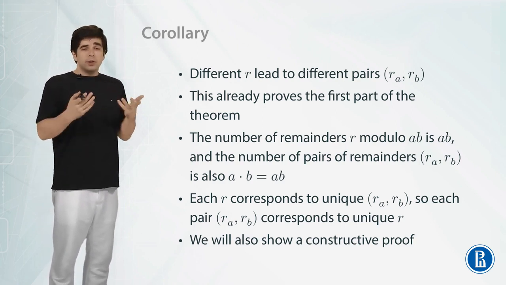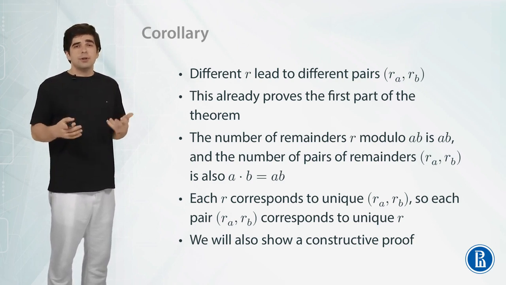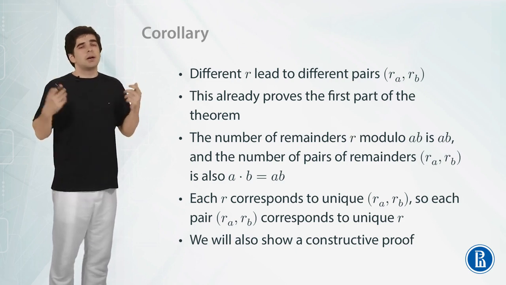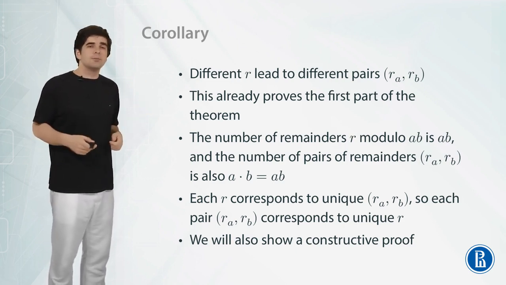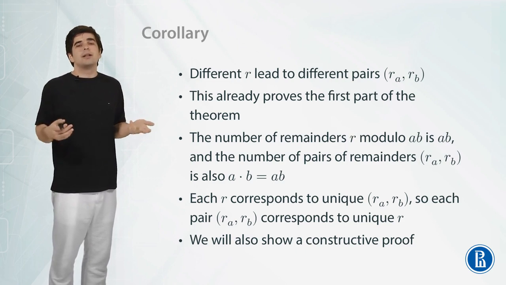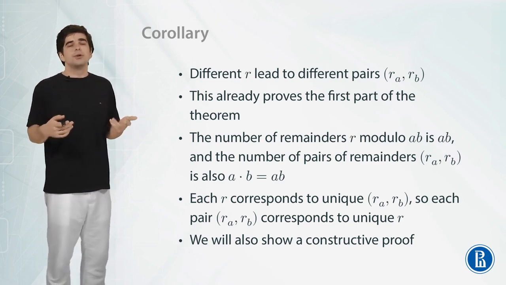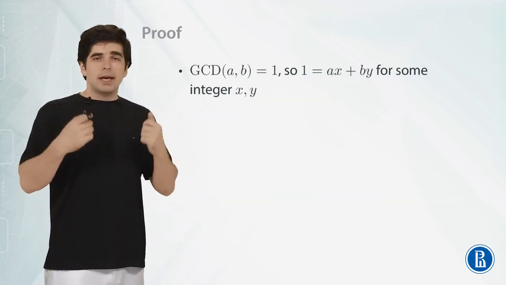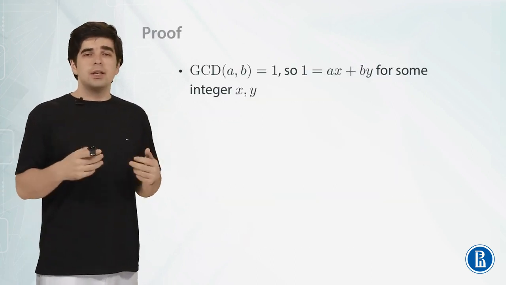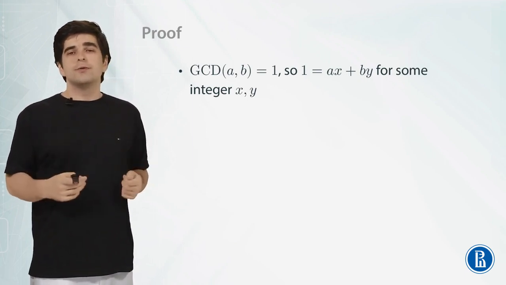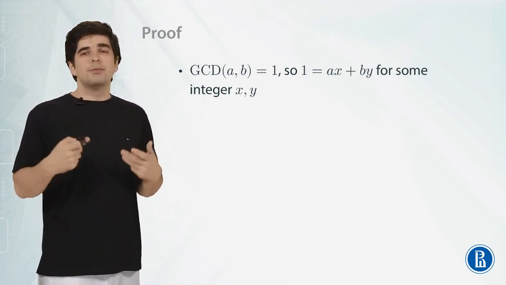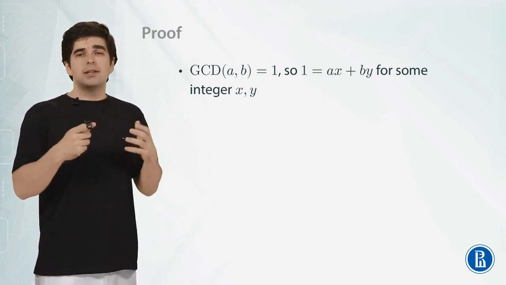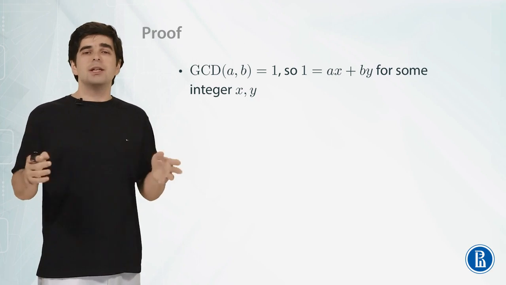So we will also show a constructive proof. This proof just says that for any Ra, Rb there is some remainder R which corresponds to this pair, but we don't know how to find it, and we want some algorithm that will find it for us to use in applications. So again, the greatest common divisor of a and b is equal to 1, and so it follows from the extended Euclid's algorithm from the previous module that 1 can be represented as a sum of a times x plus b times y for some integers x and y.